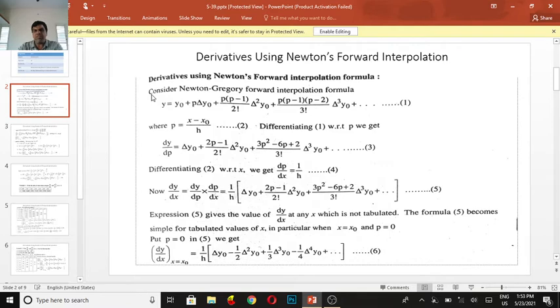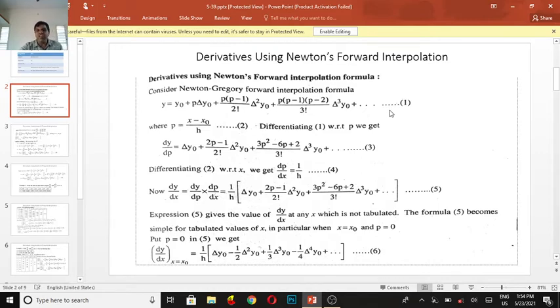Consider the Newton-Gregory forward interpolation formula. Suppose y equals y naught plus p delta y naught plus p into p minus 1 by 2 factorial del square y naught plus p into p minus 1 into p minus 2 by 3 factorial del cube y naught plus p into p minus 1 into p minus 2 into p minus 3 by 4 factorial del raised to 4 y naught, etcetera. I call this equation 1. Also we know p can be written as x minus x naught by h, where h is the interval. I call this equation 2.